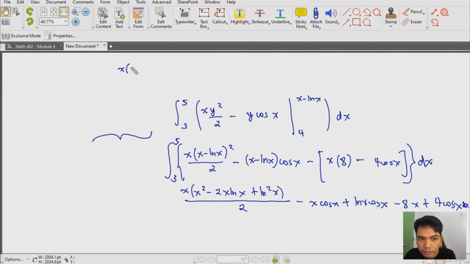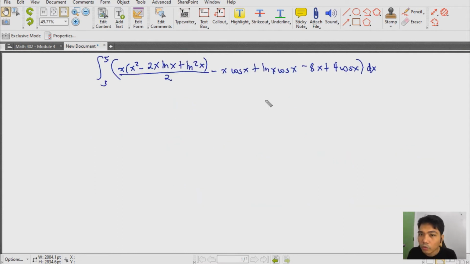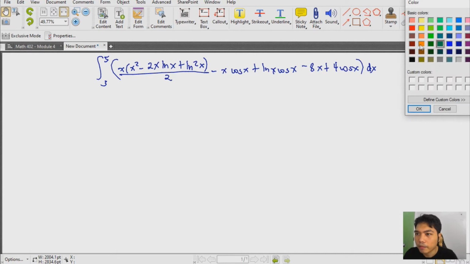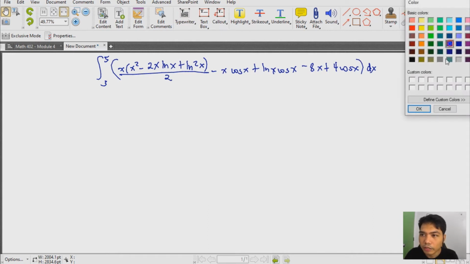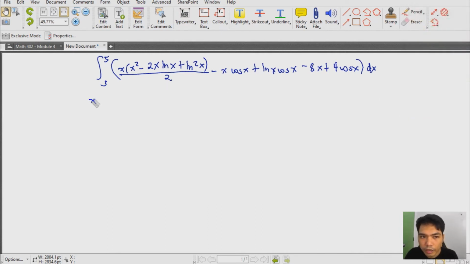So, we have x, and then x squared minus 2x ln of x. So, I have here yung ating x cosine x, which can be solved using integration by parts. So, lagyan natin ng mga designation yung ating procedure na gagawin. Expand muna natin tong expression na to. So, we have x cubed minus 2x squared ln x plus x ln squared x divided by 2, from 3 to 5, dx. So, ganyan na lang muna.